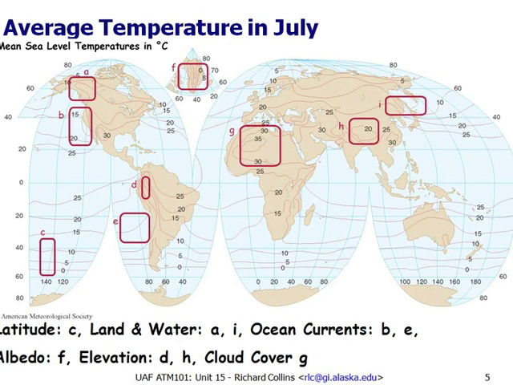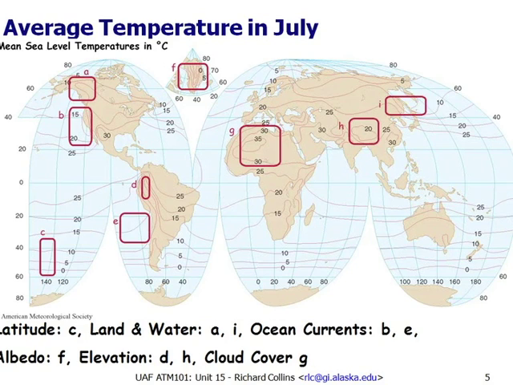I now turn to the average temperatures in July, and I'm going to leave it to you as students to go through and work out for yourselves which is which. This is July. How can I tell it's July? Well, because the average temperature in Fairbanks is about 10 degrees Celsius. The temperatures in Europe are about 20 degrees Celsius, and now the temperatures off South America are about 0 degrees Celsius.